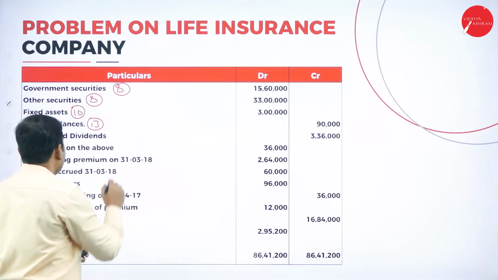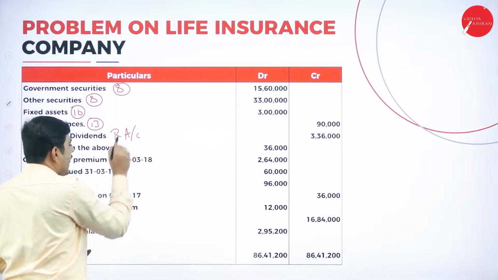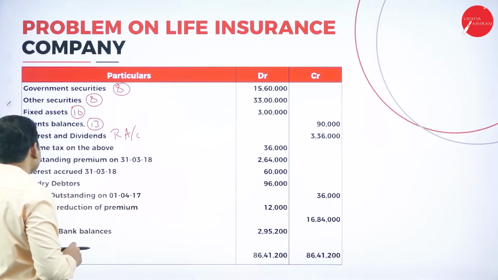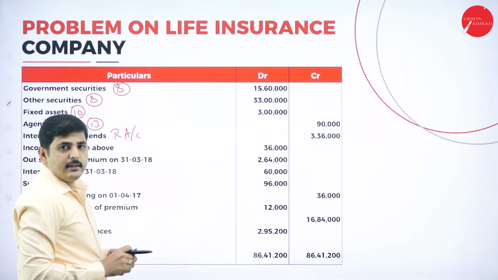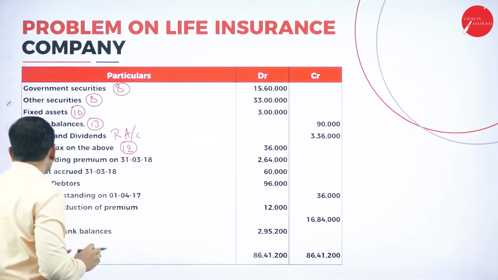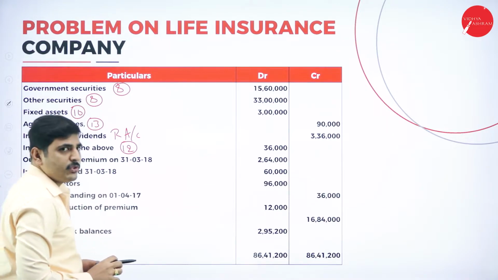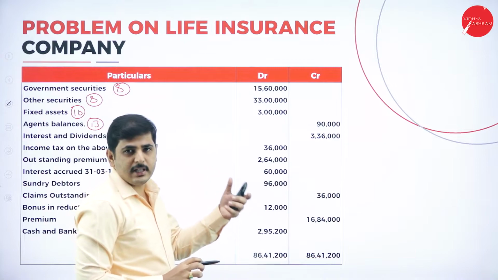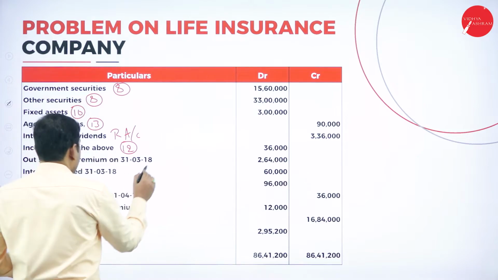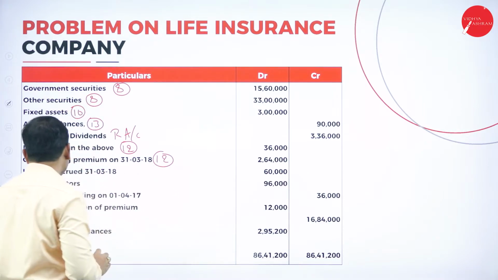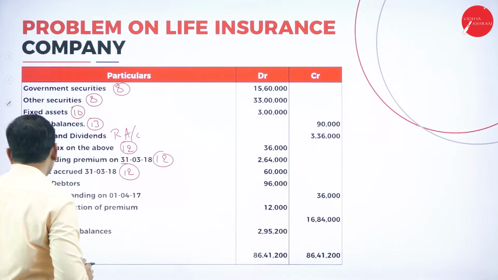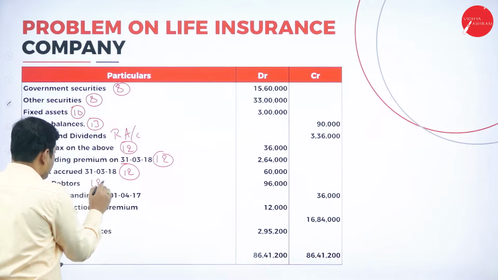Interest and dividend, we can show it in the revenue account. We can add it here, or we can add it to the premium only in schedule number 1. Next one, income tax on the above. Income tax is a current asset, schedule number 12. Next one, outstanding premium. If it is given in the trial balance, we can show it in the balance sheet schedule. Outstanding premium is a current asset, schedule number 12. Next one, interest accrued. It is a current asset, schedule number 12. Next one, sundry debtors is schedule number 12, current assets.